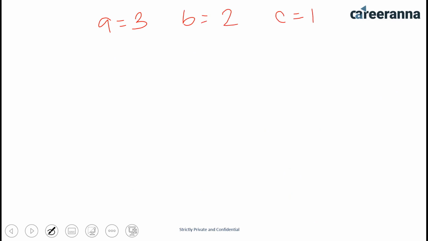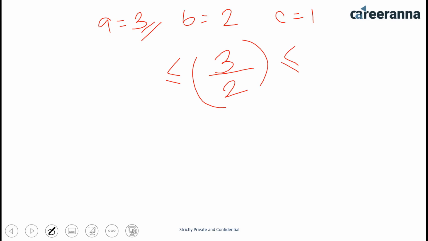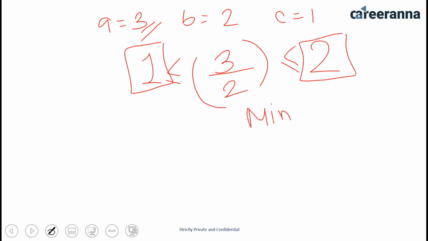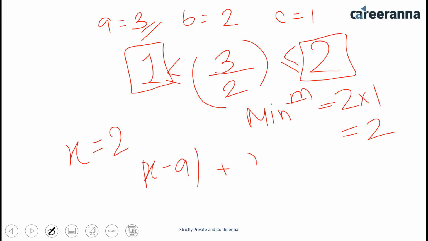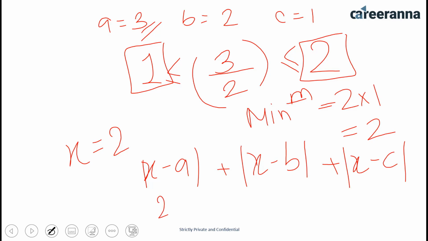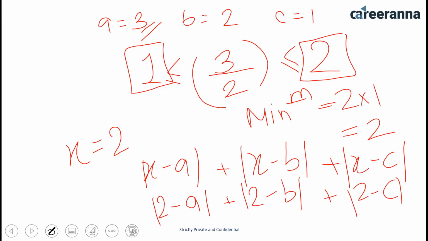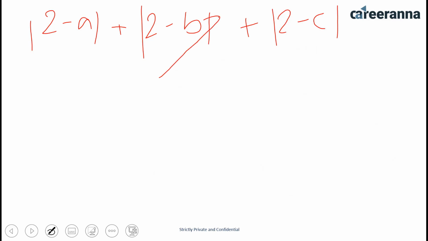So for example, if I assume a is equal to 3, b is equal to 2, c is equal to 1, now I need to find the minimum value. Here n means 3, so 3 divided by 2, and the integers lying in between are 1 and 2. Minimum value comes out at 2 into 1, that is 2. That means we'll put x is equal to 2 in |x minus a| + |x minus b| + |x minus c|. So |2 minus a| + |2 minus b| + |2 minus c|. Now we have taken our b value to be 2, so this becomes 0.